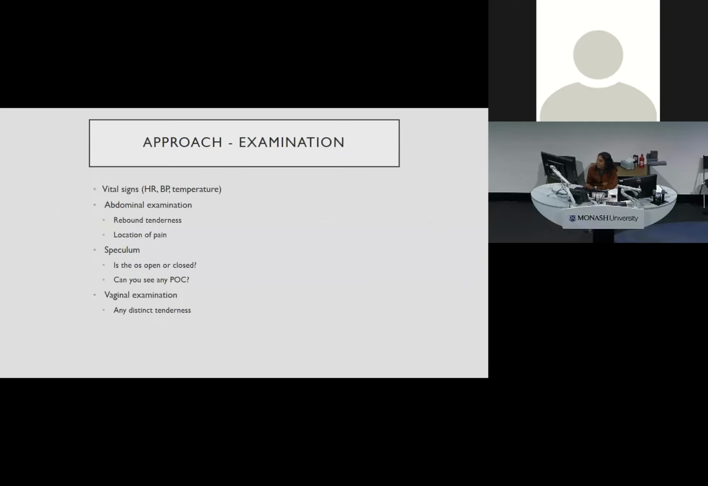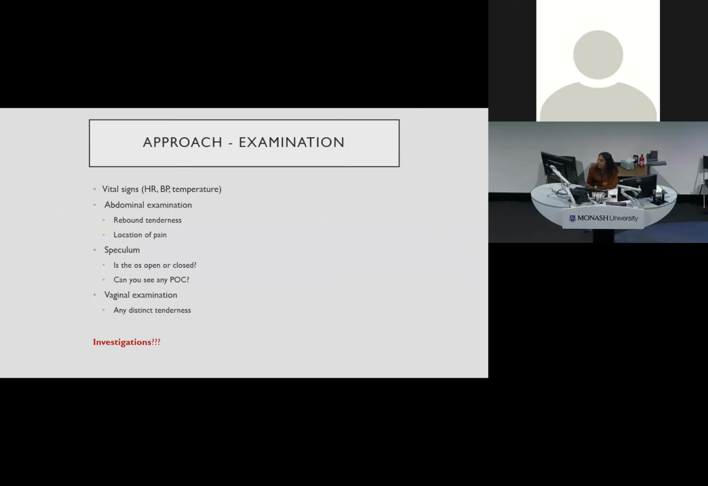In terms of the examination, so these are where most of the marks will be in terms of ensuring you do your abdo exam, you do a speculum exam to see what the state of that cervix is, and also a VE. And those will be the important findings to look for.